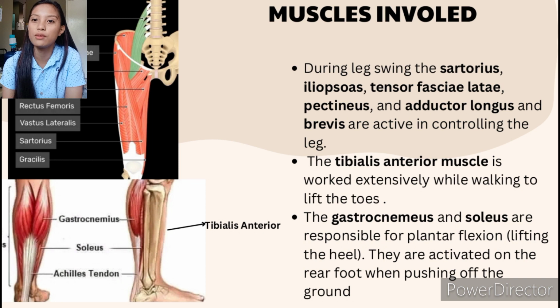So during the swing phase, the sartorius, iliopsoas, tensor fasciae latae, pectineus, and adductor longus and brevis are active in controlling the leg. The next is the tibialis anterior muscle, which is worked intensively while walking to lift the toes. Then next are the gastrocnemius and soleus, which are responsible for plantar flexion, lifting the heel. They are activated on the rear foot when pushing off the ground.